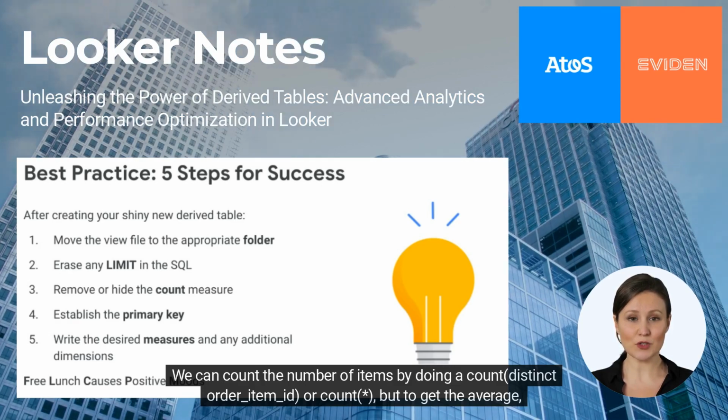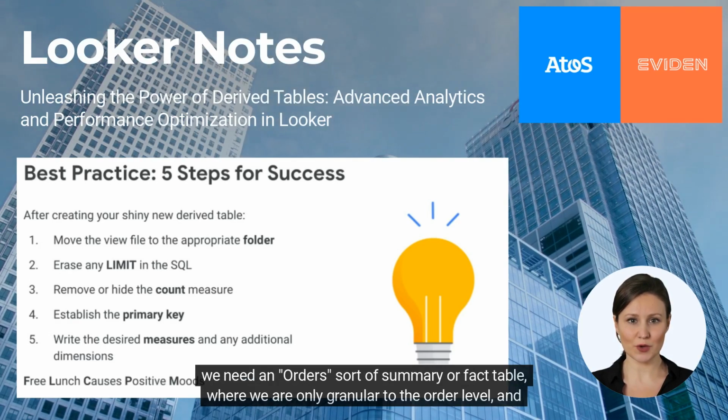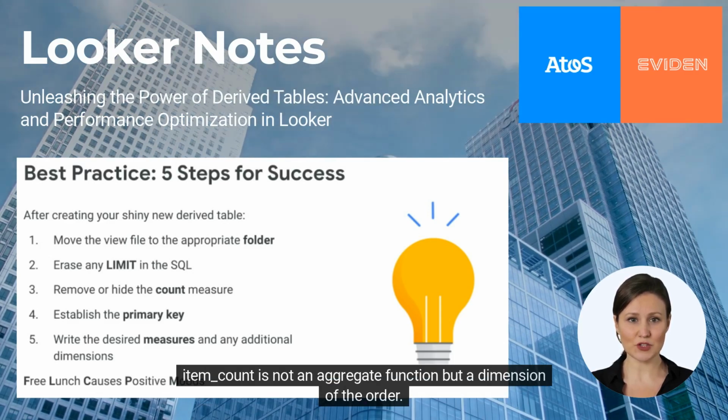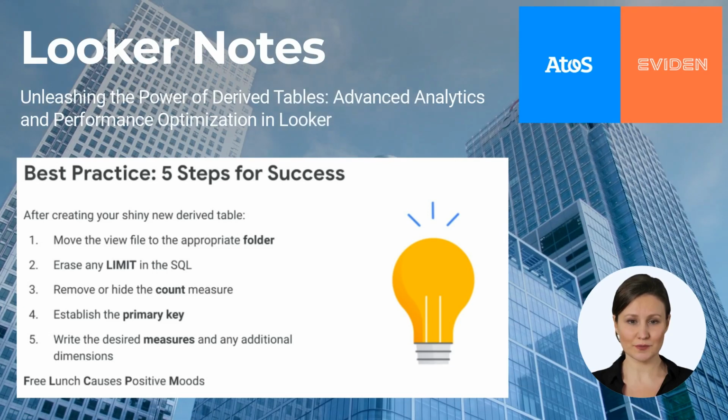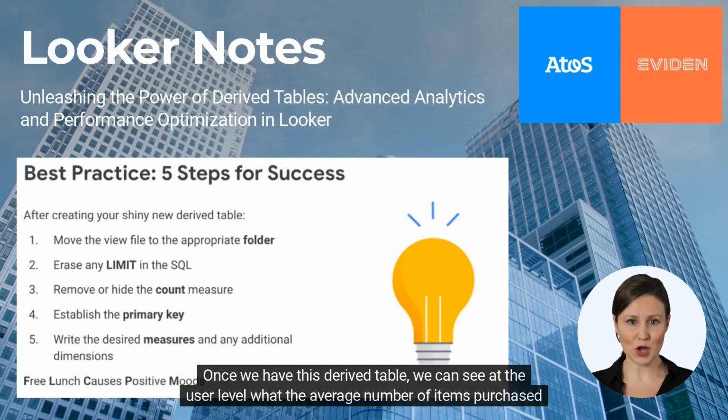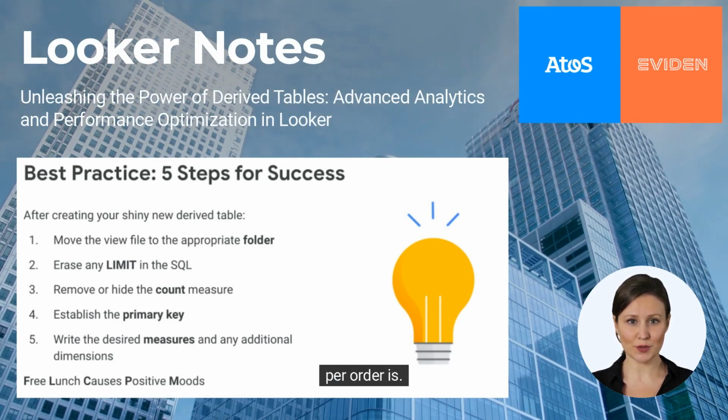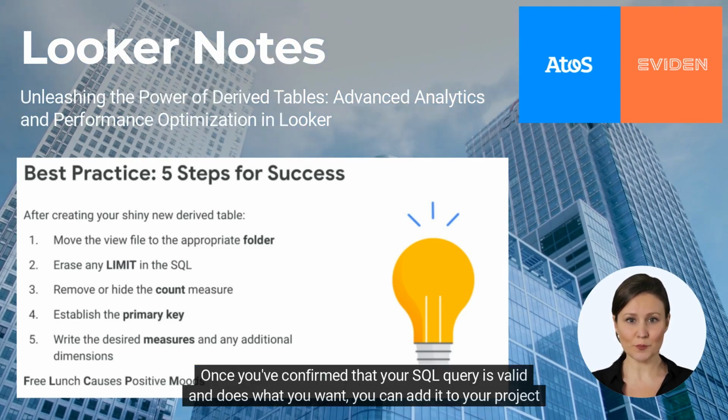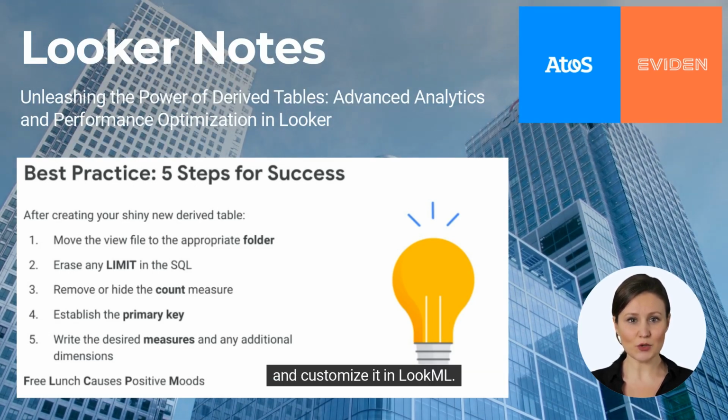But to get the average, we need an orders sort of summary or fact table where we are only granular to the order level, and item count is not an aggregate function but a dimension of the order. Once we have this derived table, we can see at the user level what the average number of items purchased per order is. Once you've confirmed that your SQL query is valid and does what you want, you can add it to your project and customize it in LookML.